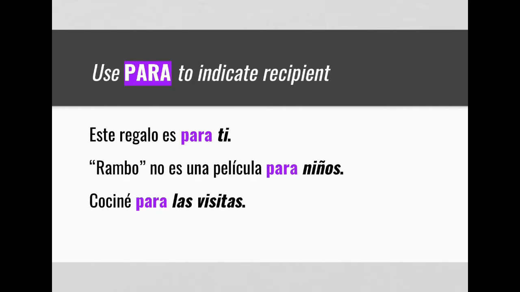Use para to indicate recipient. So we have 3 sentences here. The first one is este regalo es para ti. This gift is for you. Rambo no es una película para niños. Rambo is not a movie for kids.